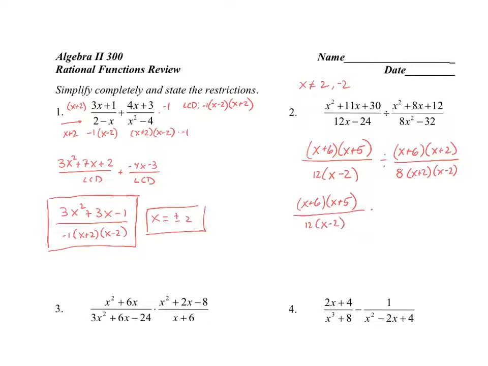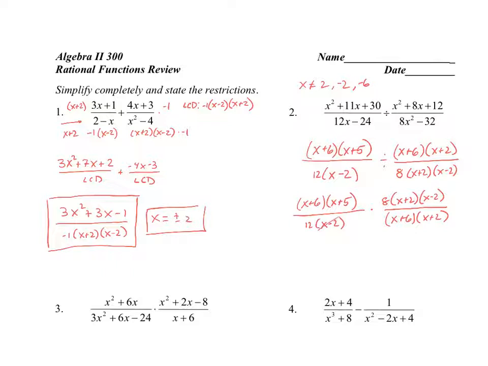This is going to be times 8 times x plus 2 over x minus 2 times x plus 6 times x plus 2. And now this new denominator of x plus 6 times x plus 2 has introduced a new restricted value, which is negative 6. So now I've got all my restricted values. I can go ahead and begin canceling. I'm looking for entire factors that will cancel.